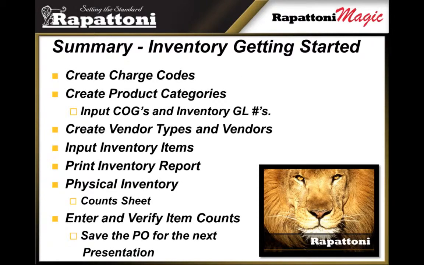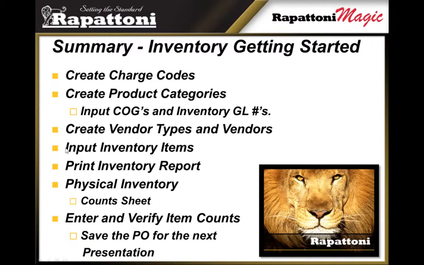So we use the getting started step-by-step procedure to set up our inventory from scratch. The first step was to create a charge code. Once the charge code was created, we created product categories in the inventory section, paying special attention to the cost of goods account as well as the inventory account for your general ledger. We created new vendor types and added our vendors who we purchased those items from.